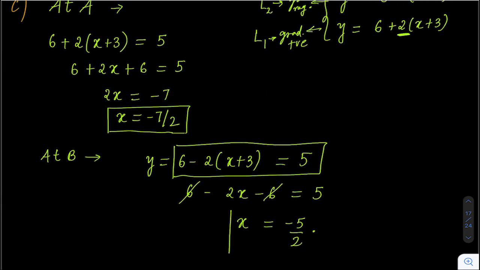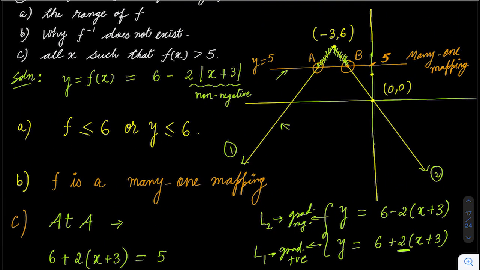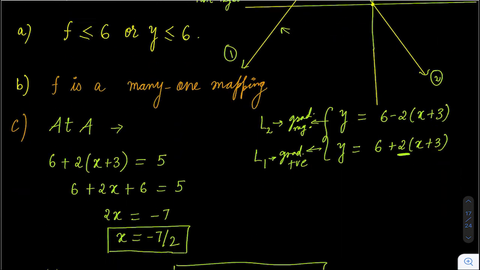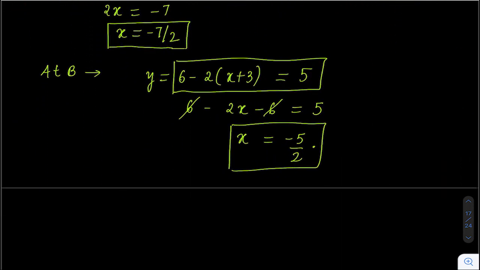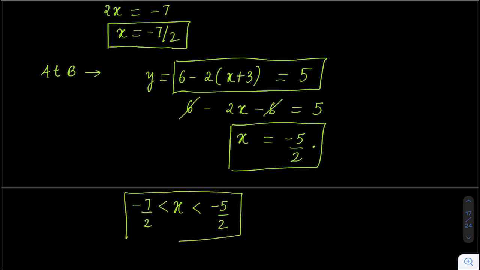So we have the x values, minus 5 over 2 and minus 7 over 2. So what's my answer? My x is between these two. Then only f(x) will be greater than 5. So what's my final answer? My final answer is x is between minus 7 over 2 and minus 5 over 2. So that is my answer. I hope it's clear now.